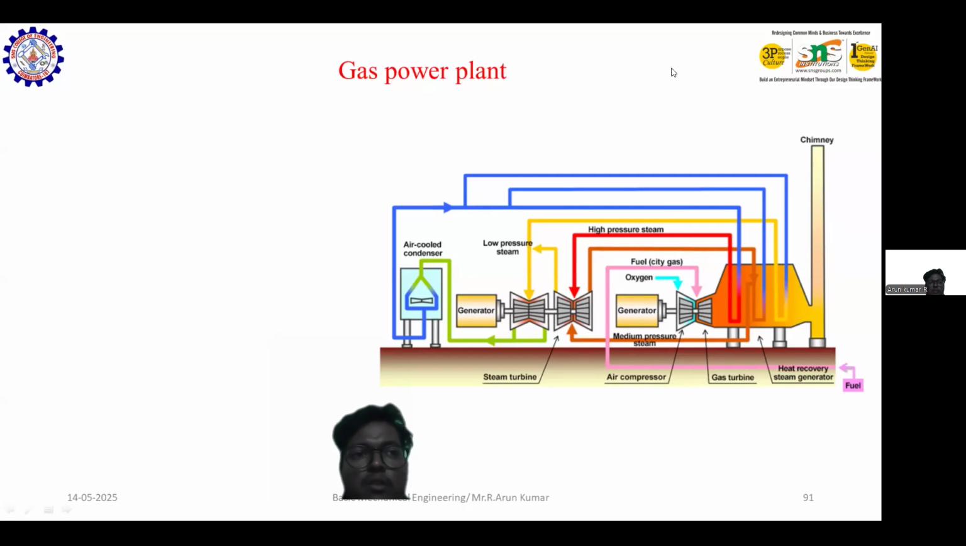Now we come to our topic, which is the gas power plant. Here, gas is the main working fluid in this type of power plant. We worked on the diesel power plant, where diesel is the source, and the hydro power plant, where water is the fluid source. Similarly, gas is the main important source for the gas power plant.